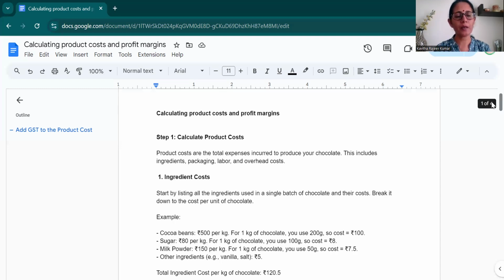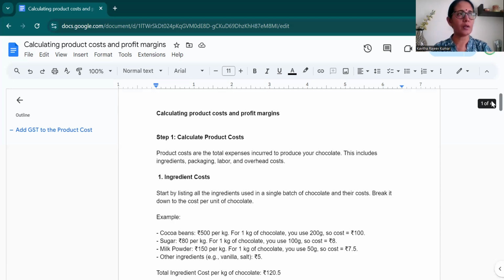Say, for example, if you are making cashew chocolate, then list out all the ingredients that you are using for making cashew chocolates and add it up, and that is going to be the total ingredient cost per kg for cashew chocolate. Do it separately for other types, say like raisin chocolate or truffles or designer chocolates. So whatever chocolate types you are making, calculate this ingredient cost for each variety separately.